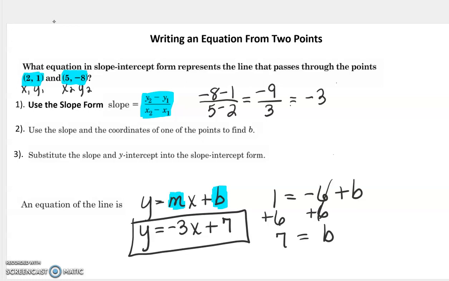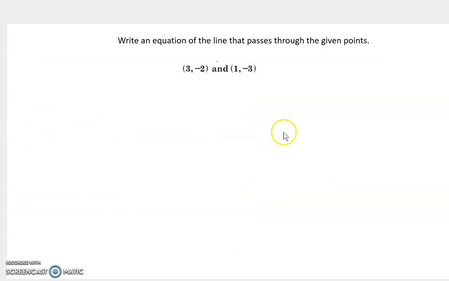Okay, you could have used the other point too. You could have used 5 and negative 8. It does not matter which one. The only thing is you cannot swap. You can't say, oh, I'm going to use 2 from this one and then the 5 or the negative 8 from that one. You can't. You have to use just one ordered pair. All right, let's look at another example.